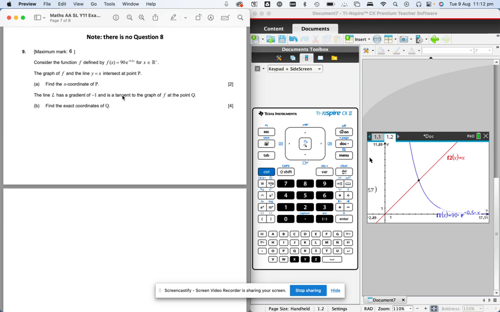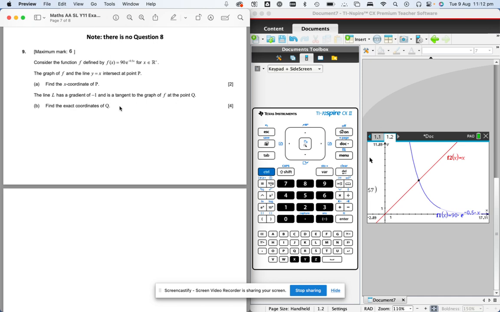That's how I know it's a straight line, because tangents are straight lines. And is a tangent to the graph of f at the point Q. Find the exact coordinates of Q. Now, because of that word exact, it means that I can't really rely on my GDC, because my GDC works in approximates, really, at the end of the day. So not much we can do there. We have to do it exactly.